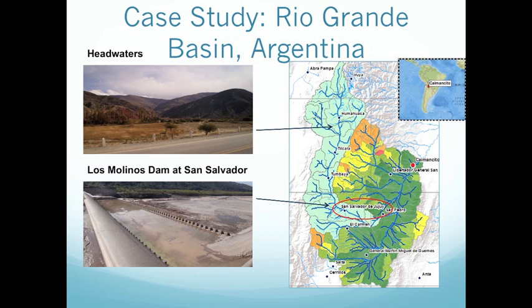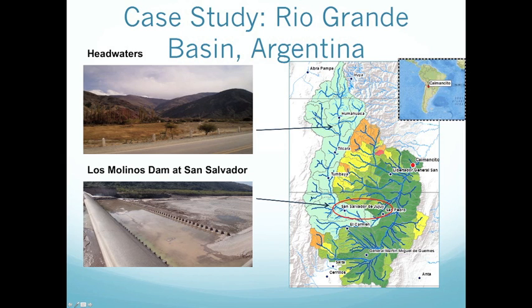In the next part of this video, I'll show you how we simulate this specific case, but I want to give you the highlights of the first case study that we've done with this model. And this is a basin in northern Argentina. It's the Rio Grande Basin, which is a part of the major Bermejo binational basin in northern Argentina and in southern Bolivia.